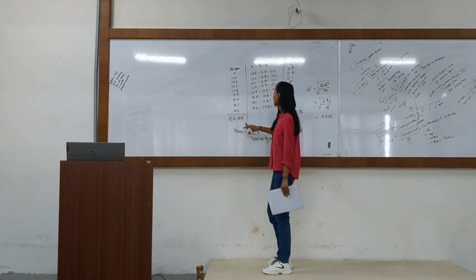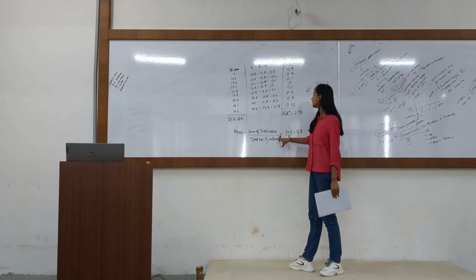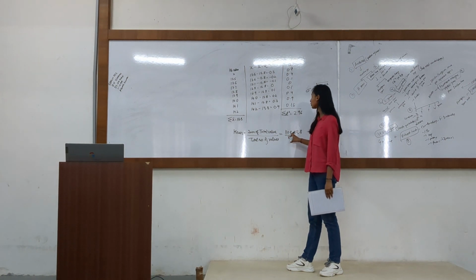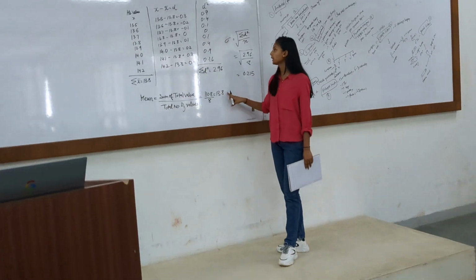13.7, 13.8, 13.9, 14.0. Mean is sum of total values divided by total number of values. The sum of total values is 110.2, 110.8 divided by 8, which gives 13.8.